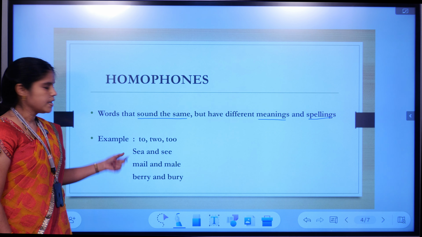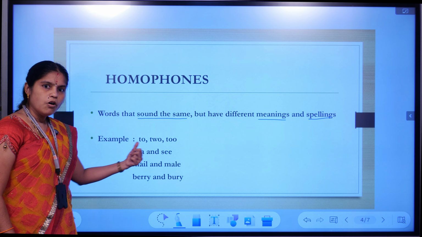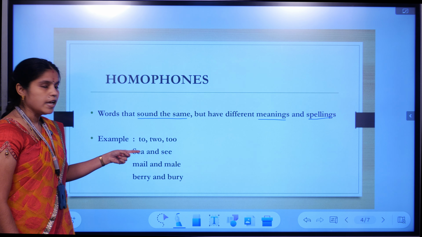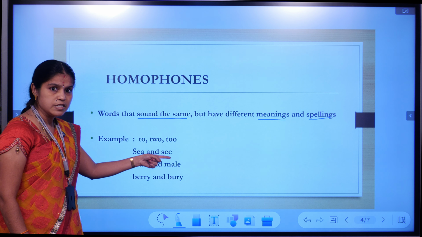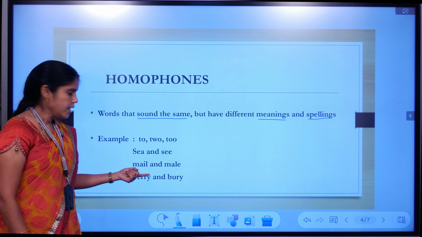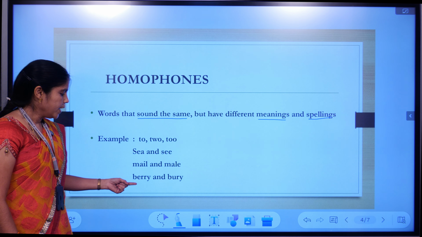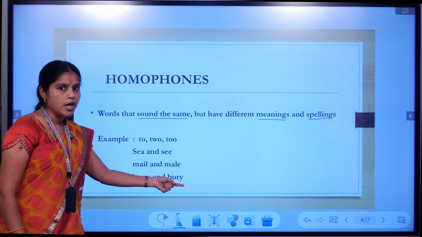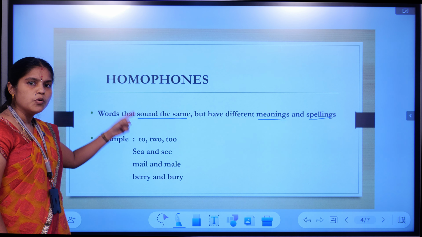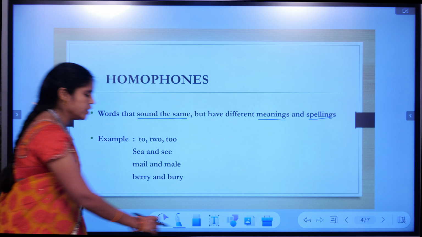Let me give you some examples. Two: T-O, T-W-O, T-O-O. All three are pronounced the same. Whereas sea, S-E-A, and see, S-E-E, the pronunciation is the same. Next, male, M-A-I-L, and male, M-A-L-E. Pronunciation is the same, but the meaning is different, is it not? Berry, B-E-R-R-Y, and bury, B-U-R-Y. Let me repeat it once. Homophones are nothing but sound: the sound will be the same, the meaning different and the spelling different. Let us go for the next one.